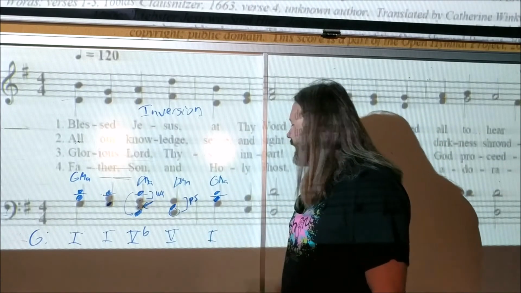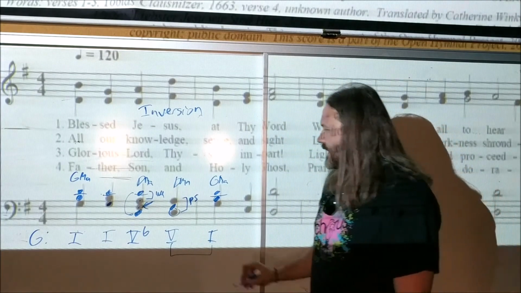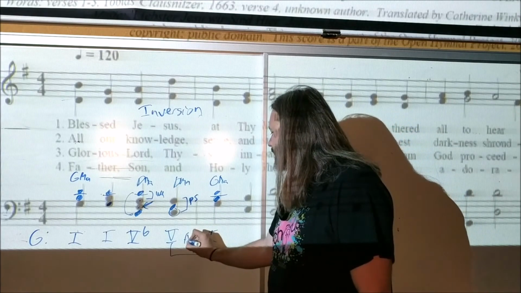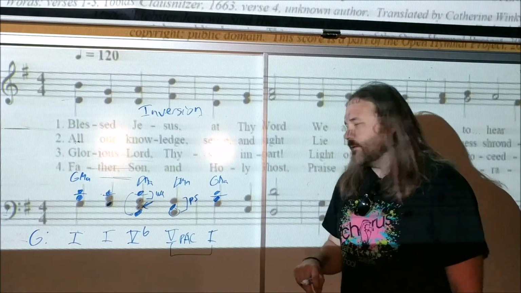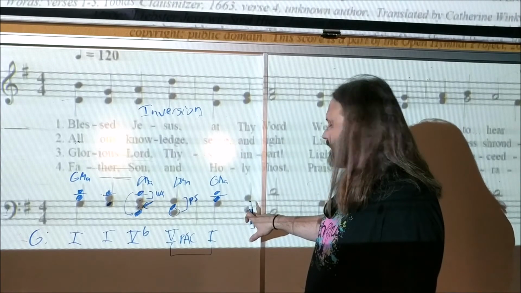Back to a 1. Now, if you remember our cadence, 5 to 1, that is an authentic cadence, and that's actually a perfect authentic cadence. So I'll write PAC. Perfect authentic cadence, 5 to 1, right? But it kind of keeps going. We have 5, 1, then we have this chord. We're going to look at it.